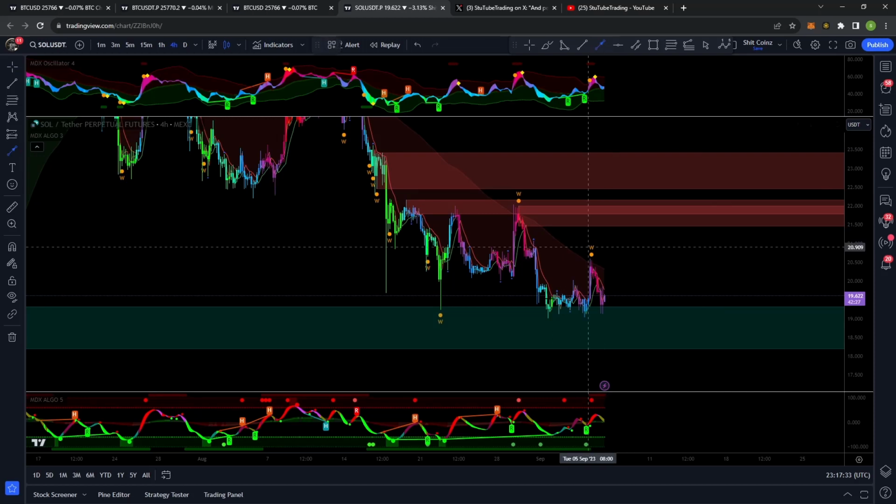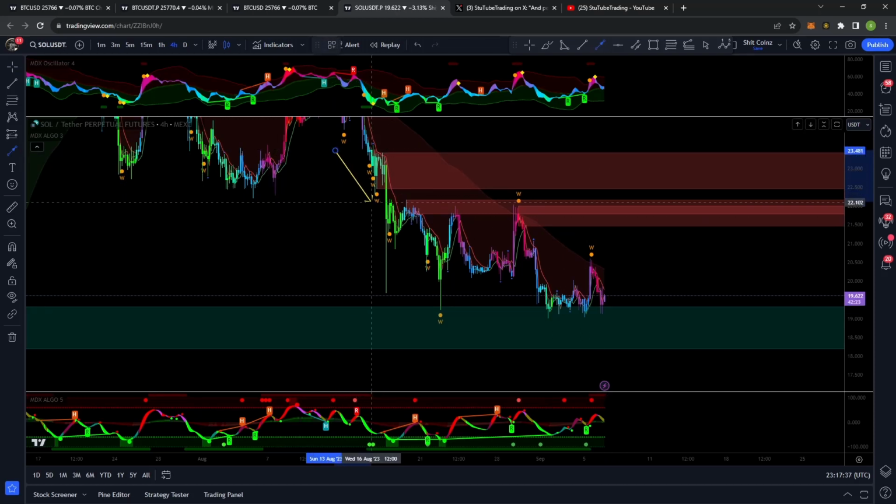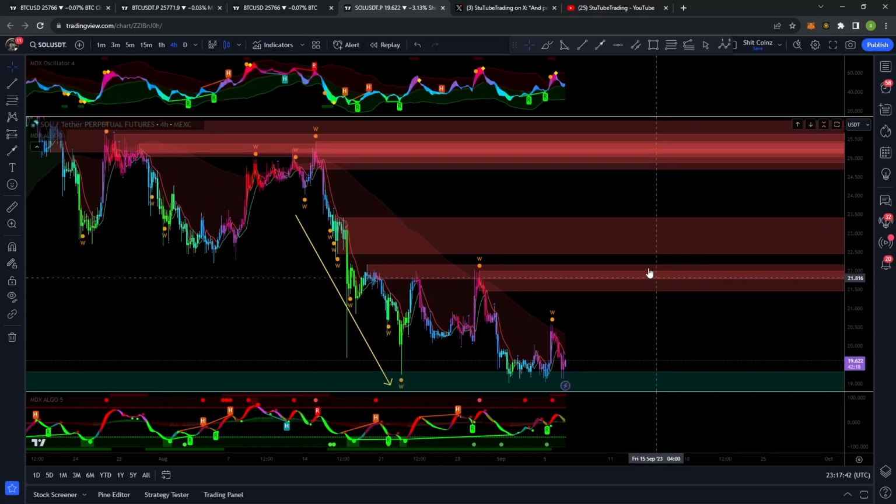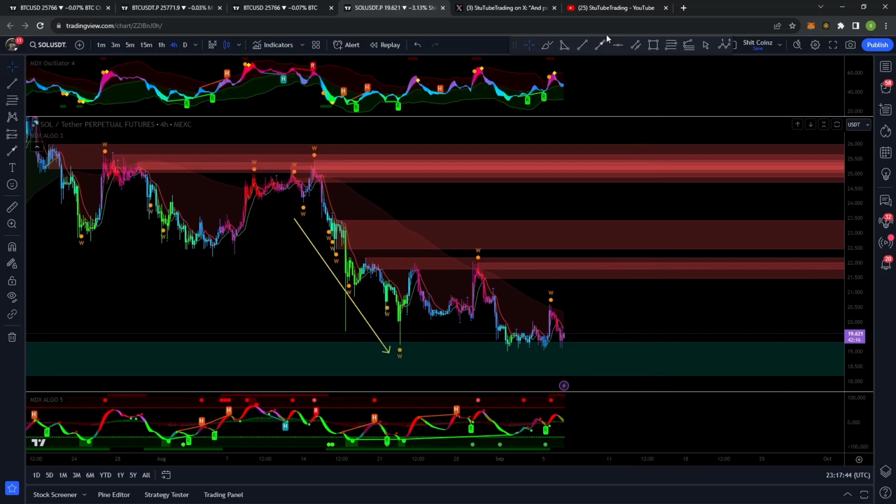Yeah, here's a perfect example. Obviously, we had all these lows. We had low, lower, low, lower, low, lower, all these W's just trending to the downside. And then, what do you know? We get a lower high W here. Boom. Absolutely beautiful sell signal.